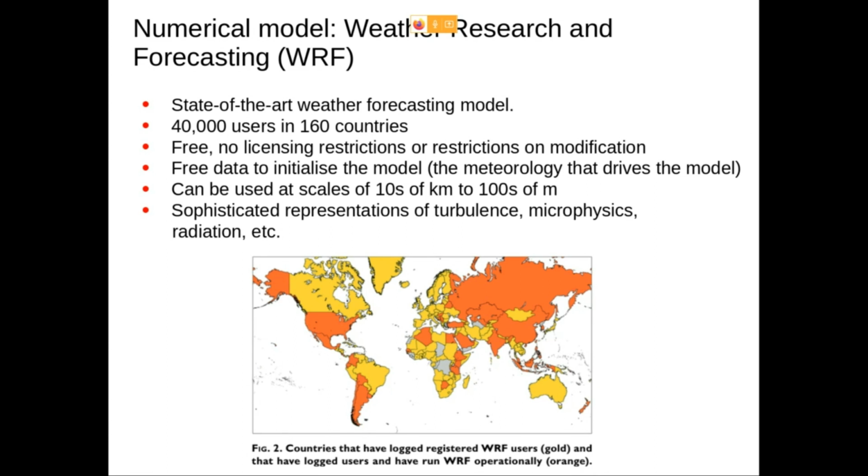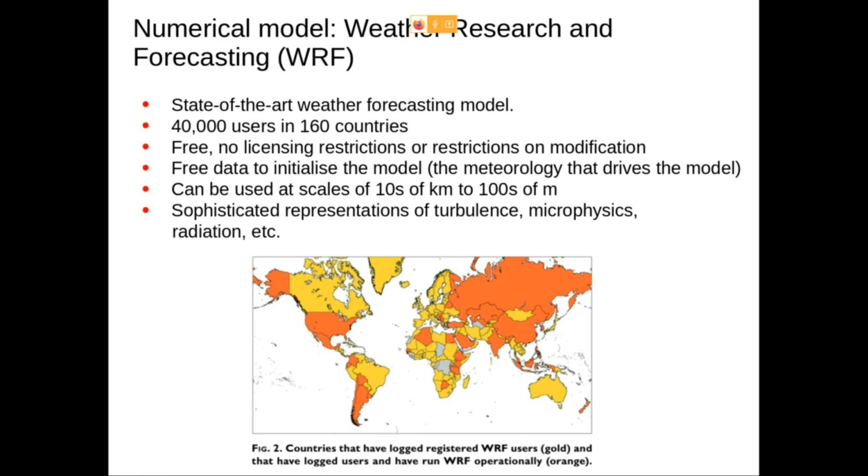One of the reasons why it's so widely used and adopted is because it's free. There are no licensing restrictions. You can change it how you wish. There are no restrictions on that. And almost as importantly, the data to initialize the model is free as well. In any model such as this, you need a guess at the state of the atmosphere in order to drive the model forward, and that's also free because of the American Freedom of Information Act.